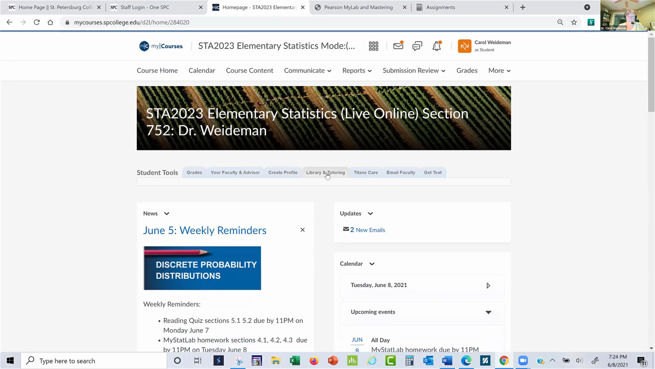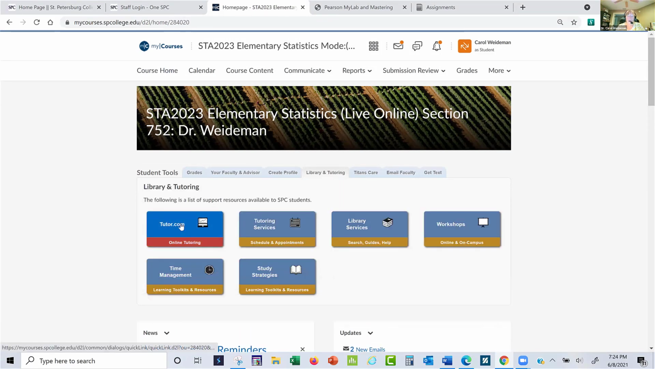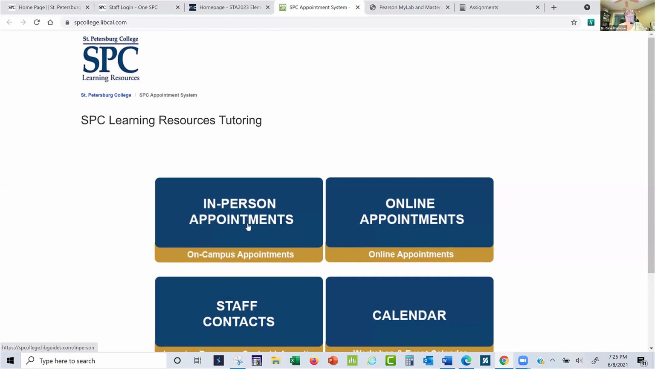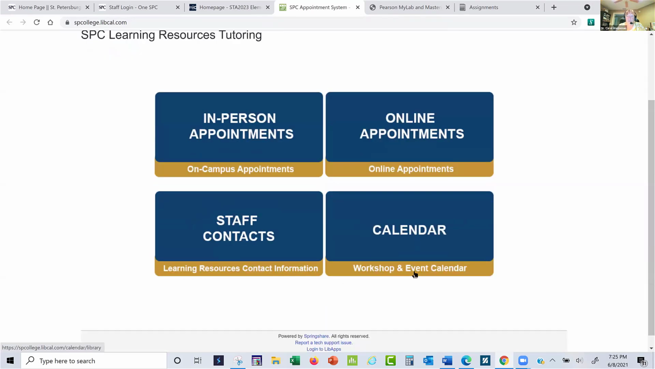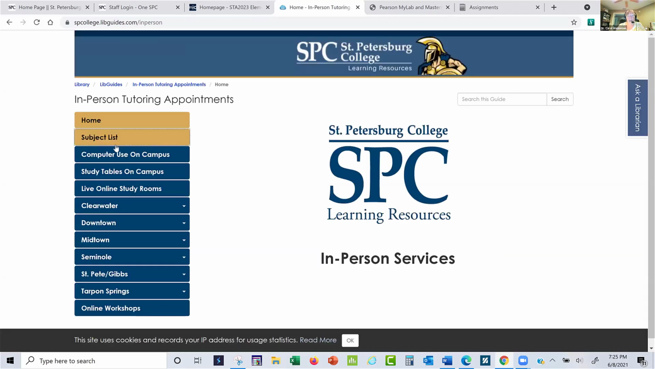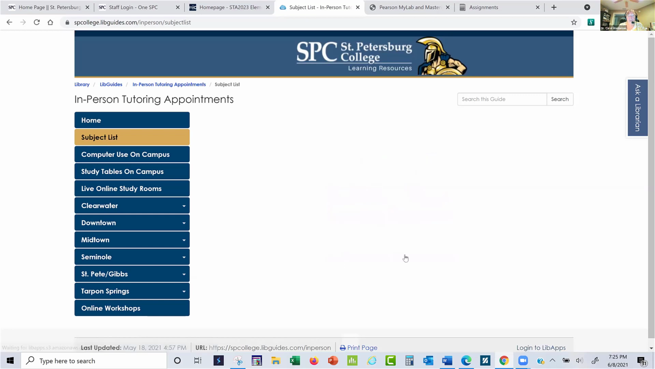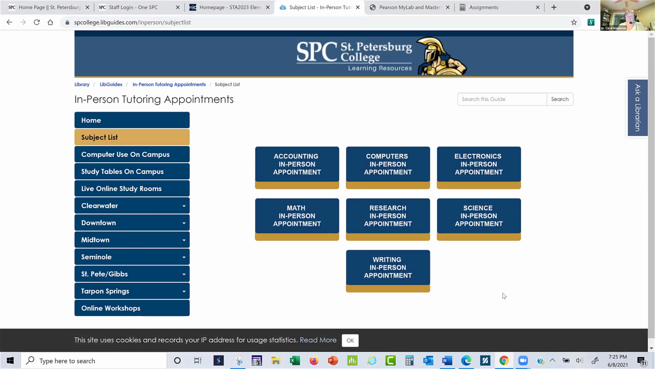Tutor.com. I don't know whether they're good in this or not, but tutoring services is here at the college and you can actually make an appointment with a live tutor. You can either do it through Zoom or, if you want to come to campus, you can actually meet with a tutor. I don't know if they list, yeah, see here, in-person office appointments. Here we go, their subject list here. And they'll tell you who the people are that can do math.